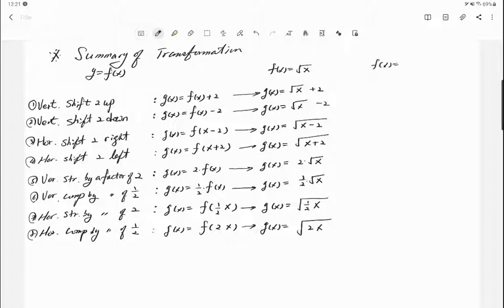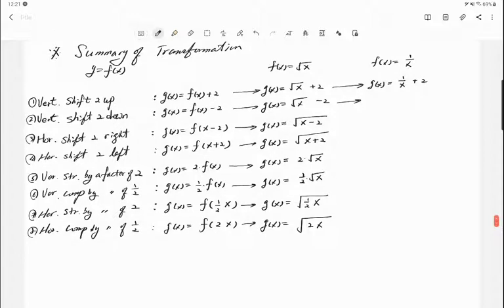f of x equals now, let's use 1 over x. Then shift the graph 2 units up: write down the expression for f of x, and then plus 2. Shift 2 units up, right? How about 2 units down? Shift 2 units down, then write the function f of x, and then minus 2. So the graph of f of x will be shifted 2 units down.